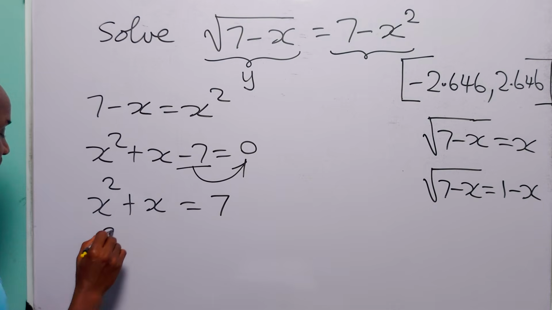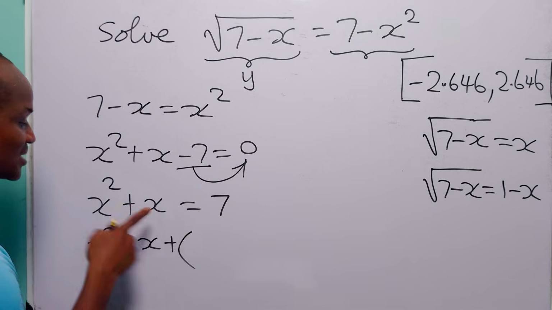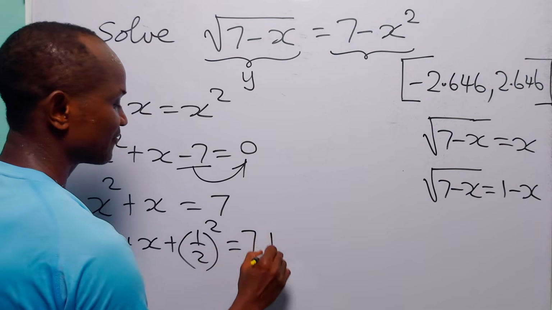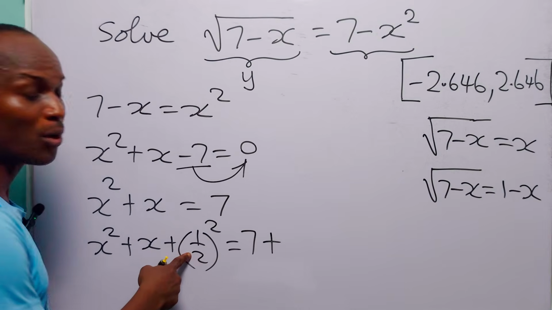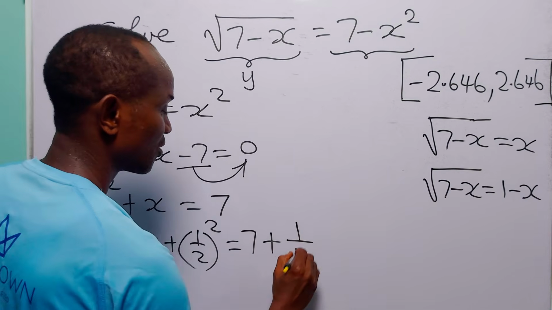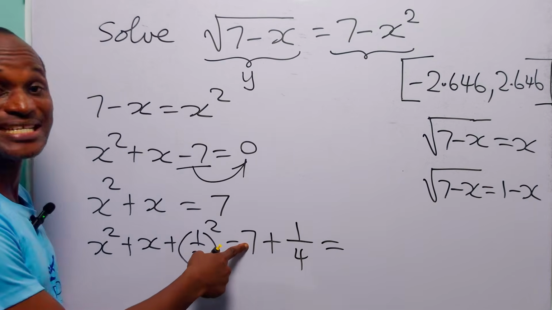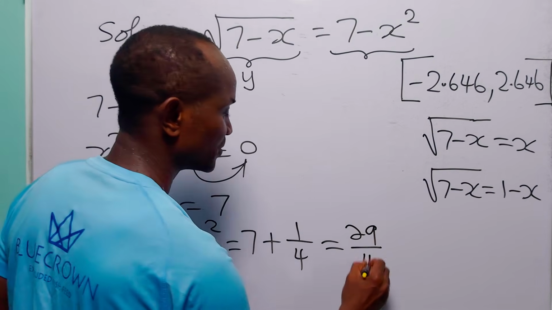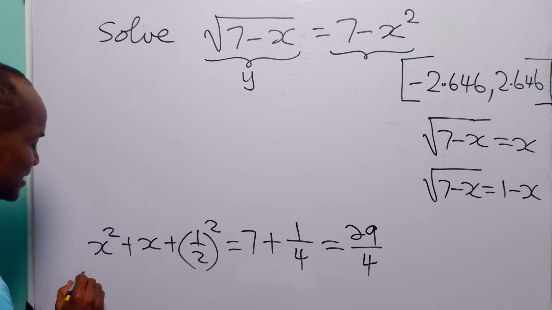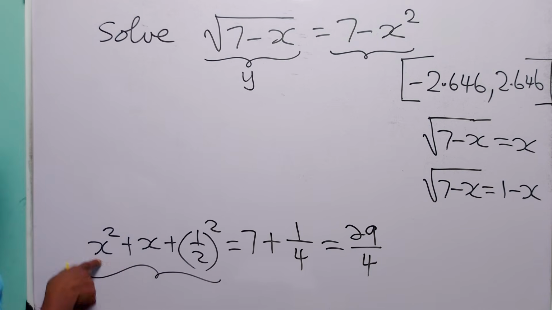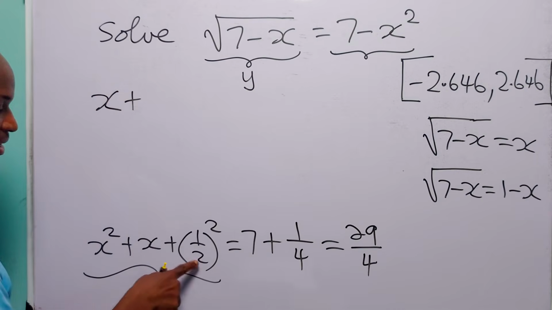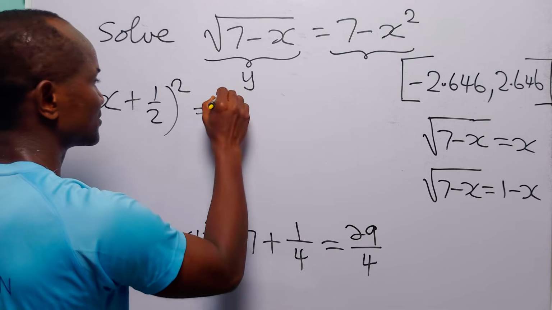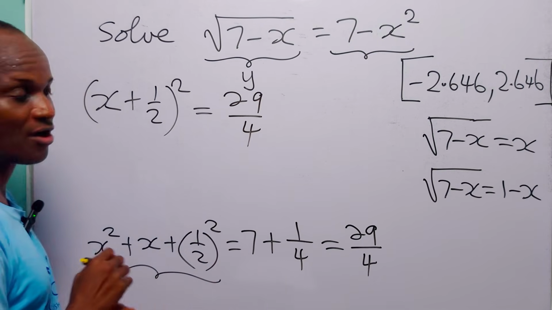So we have x squared plus x plus (1/2) squared, and this is equal to 7 plus, now (1/2) squared of course is 1/4. 4 times 7 is 28 plus 1, that is 29, and of course we have the denominator which is 4. Now this is a perfect square, so we take 1x and we take 1/2 and we square, and this is equal to 29 over 4.